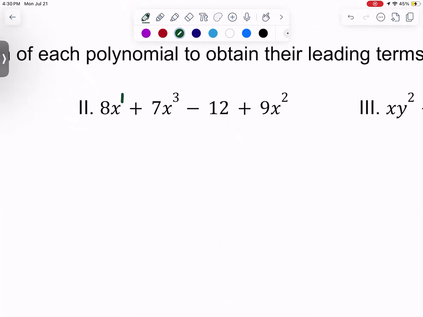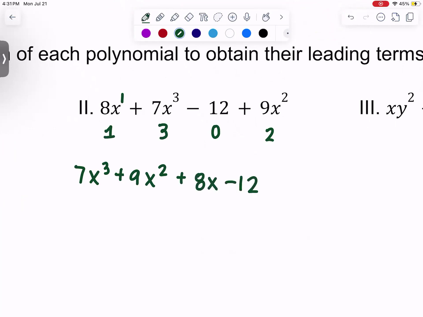In the next one, the first term has a degree of 1, then 3, then 0, then 2. So we write 7x to the 3rd first, then 9x squared, 8x, minus 12. 7x to the 3rd is the leading term. Box it.